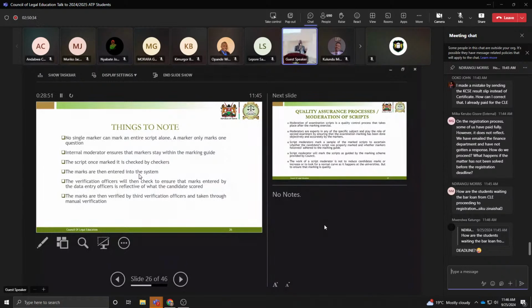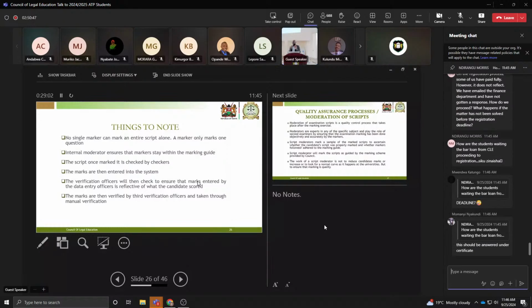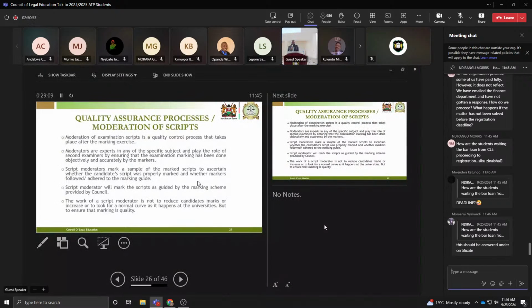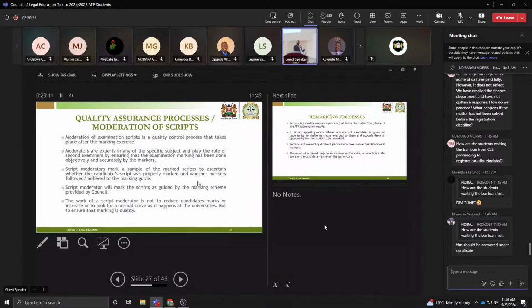Now, once the marking is complete, when the markers are leaving the venue, we have another team that is coming to the venue. We call them moderators. Now, the work of the moderator is to sample what the markers have marked. So a moderator will come in; we call it the quality assurance process.